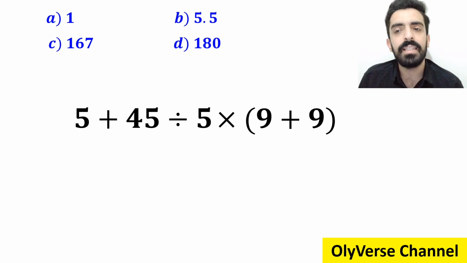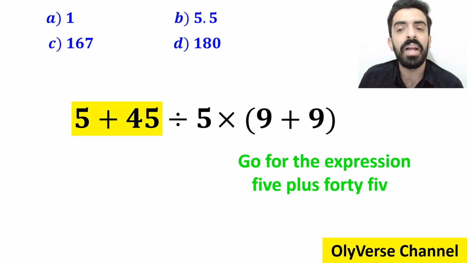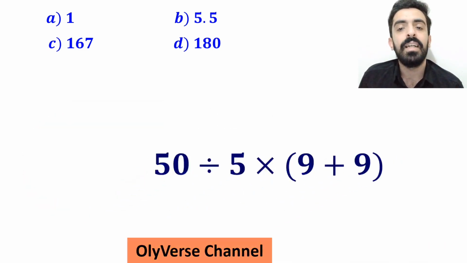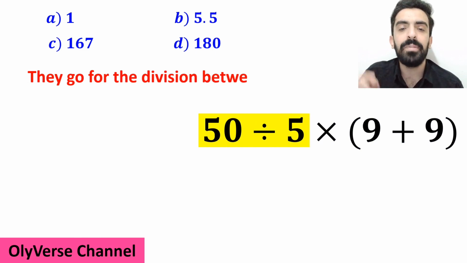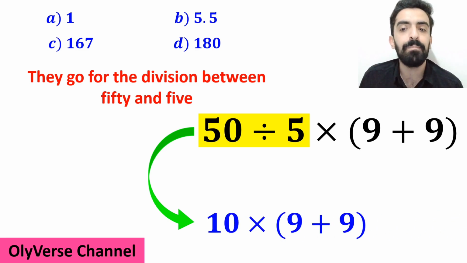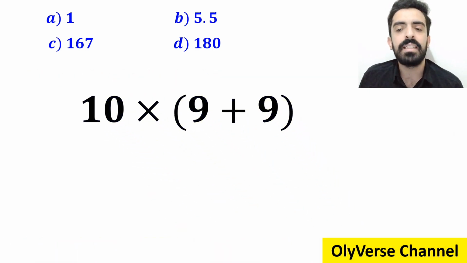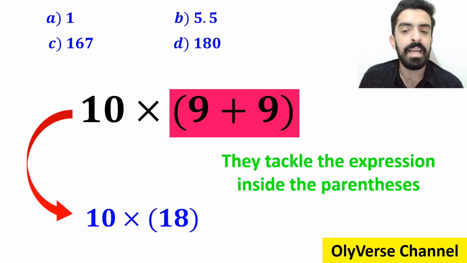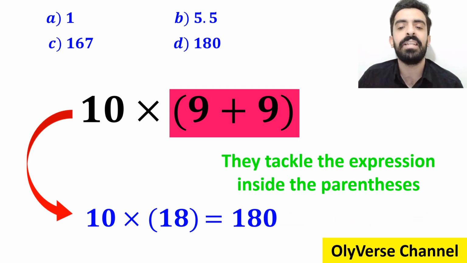Many people, when solving this question, first go for the expression 5 plus 45 and write this expression as 50 divided by 5 multiplied by 9 plus 9 inside the parenthesis. And the next step, they go for the division between 50 and 5. And this expression simplifies to 10 multiplied by 9 plus 9 inside the parenthesis. And the final step, they tackle the expression inside the parenthesis and write this expression as 10 multiplied by 18, which ultimately gives them the answer 180.